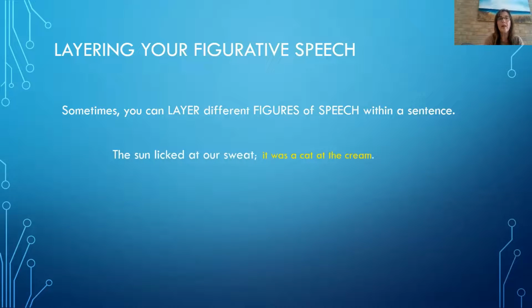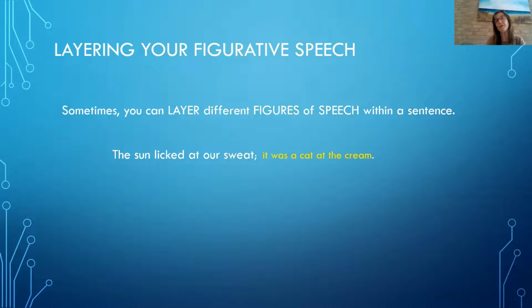For example, the sun licked at our sweat. It was a cat at the cream. So look at both halves of that sentence, both clauses. We have the sun licked at our sweat. So, is it a simile? Is it using like or as? No. Is it a metaphor saying it is something else? No. It licked at our sweat. Does the sun lick? No. It's an object. So it's personification.